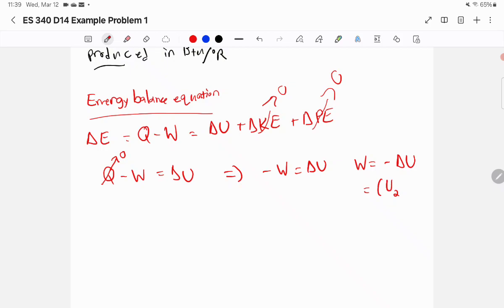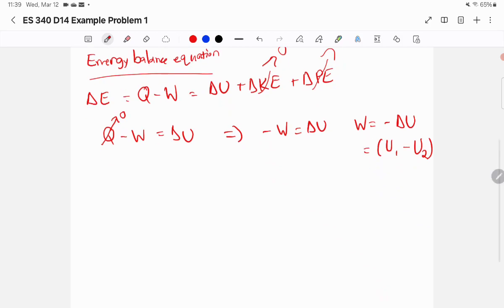If I distribute the negative sign, it's going to be U1 minus U2. Minus delta U is U1 minus U2. Obviously, plain delta U would be U2 minus U1. Just keep that in mind. And then finally, because we're going to be dealing with tables, this is going to be equal to the lowercase u1 minus u2. Okay, good.